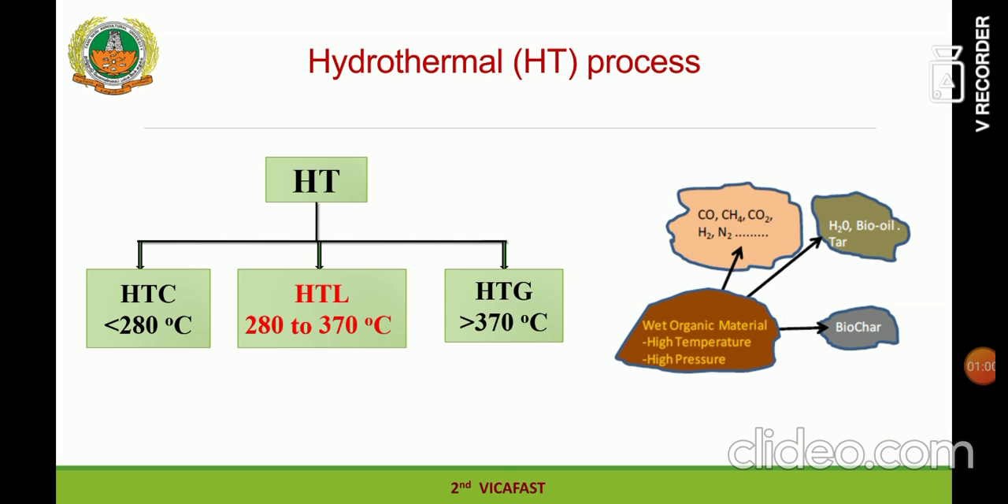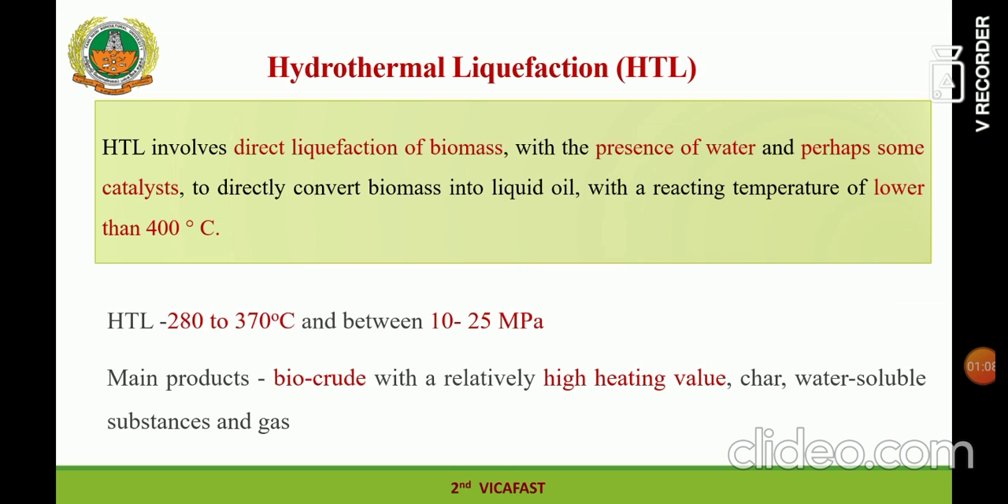And my research is on hydrothermal liquefaction process of utilizing water hyacinth into biofuels. Hydrothermal liquefaction involves direct liquefaction of biomass in the presence of water and perhaps some catalyst to directly convert biomass into liquid oil with a reacting temperature of lower than 400 degrees centigrade. My process is 280 to 370 degrees centigrade without adding any catalyst, with a pressure of 10 to 25 megapascal. The main products are biocrude with a relatively high heating value, char, water soluble substances, and gases.